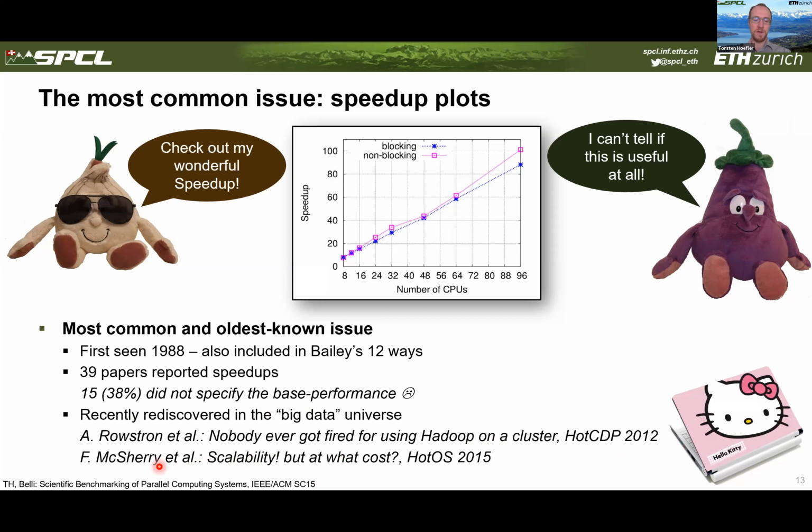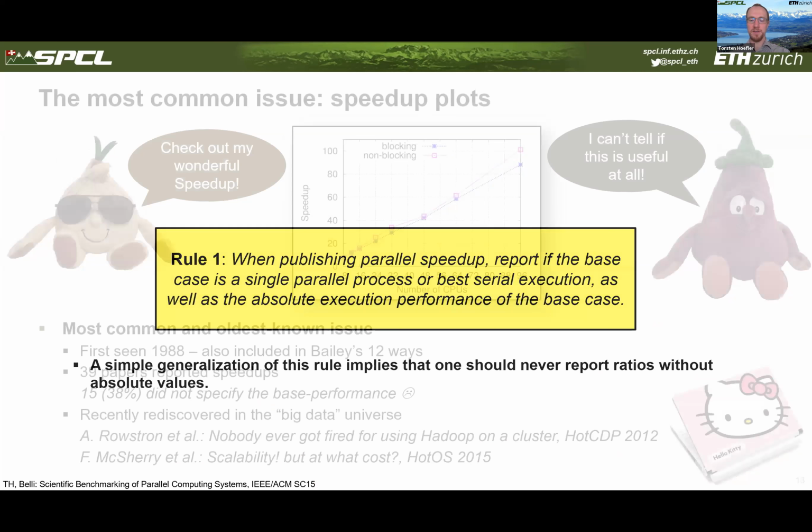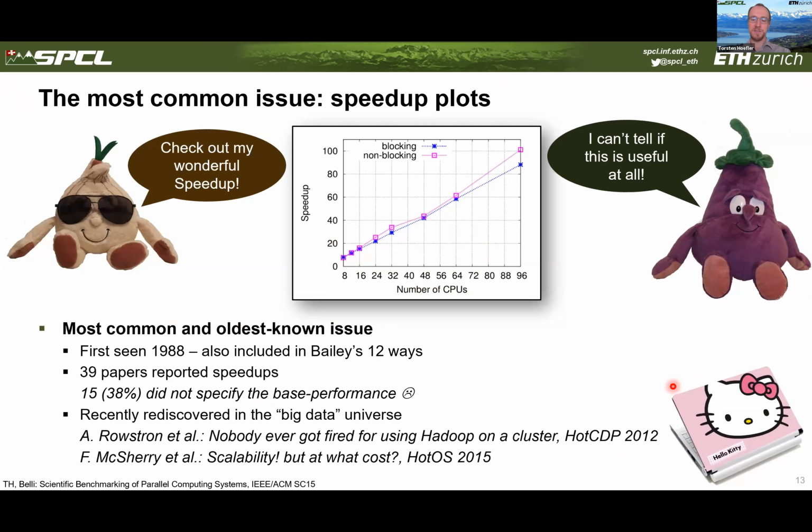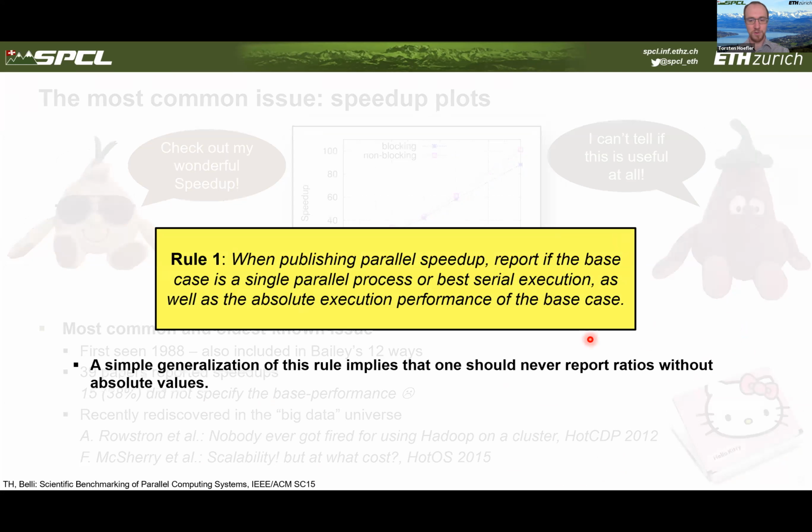This is one of the funnier papers, Frank McSherry's "Scalability, but at what cost", where he basically shows that he can beat various clusters in the AWS cloud at the time with his Hello Kitty laptop running graph processing workloads, because those are incredibly hard to parallelize, but people are still running them in parallel, even at a loss. So this gets us to rule number 1 that I want to formalize: when publishing parallel speedup, report the base case as a single parallel process, or the best parallel execution, as well as absolute performance.